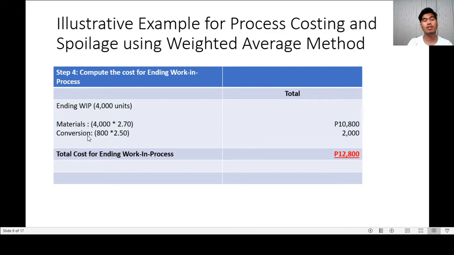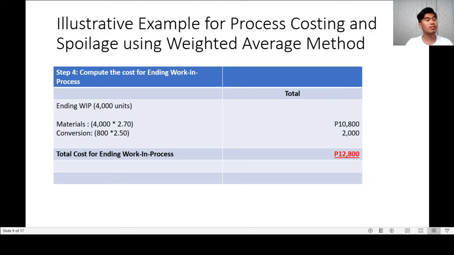And then the conversion, as we said in the problem, the ending completion rate of conversion is only 20%. So multiply the 4,000 by the 20%, we have 800 units. The 800 units, times the equivalent cost per unit of 2.5, that is 2,000. So the total cost of our ending work in process is 12,800.